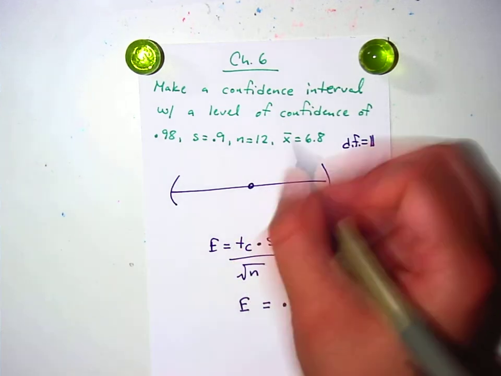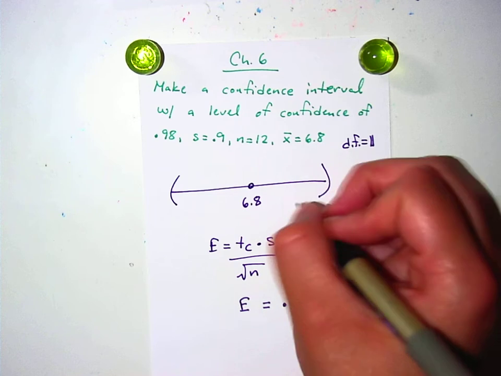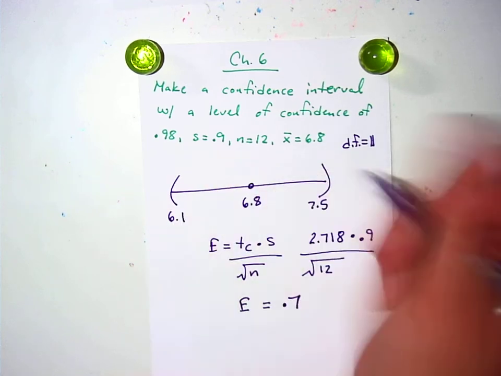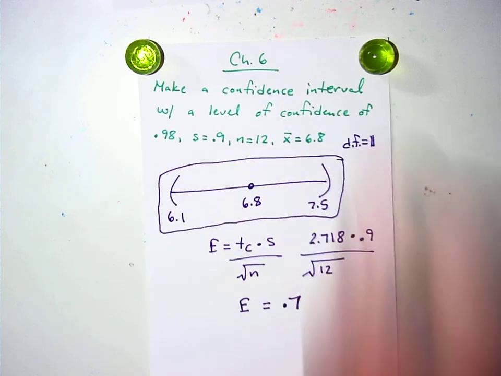So the middle of my confidence interval is my mean, that's 6.8. And then I'm going to add 0.7 to one side, which is 7.5. And then I'll subtract 0.7 on this side, which gives me a confidence interval from 6.1 to 7.5.